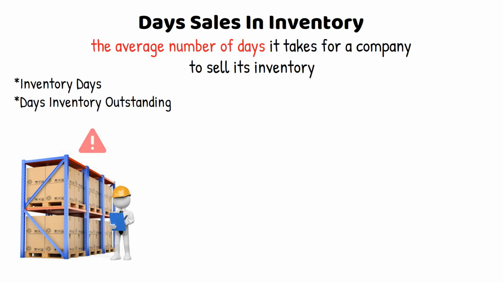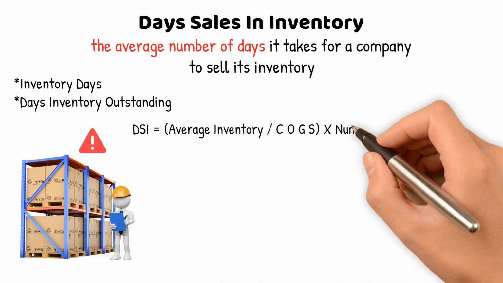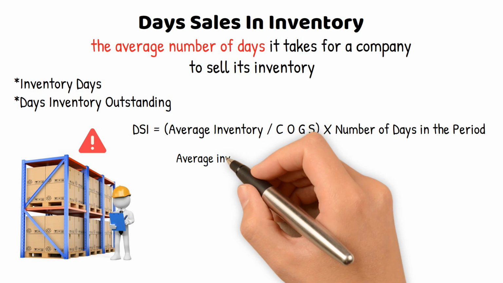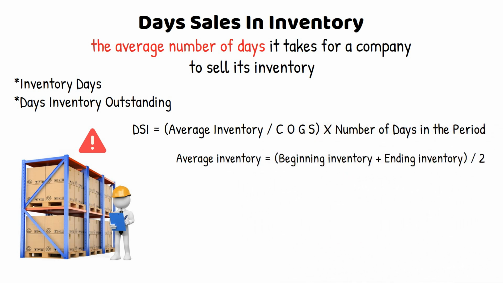The formula for calculating DSI is DSI equals average inventory divided by cost of goods sold times number of days in the period. The average inventory is calculated by adding the beginning and ending inventory for a period and dividing by 2.